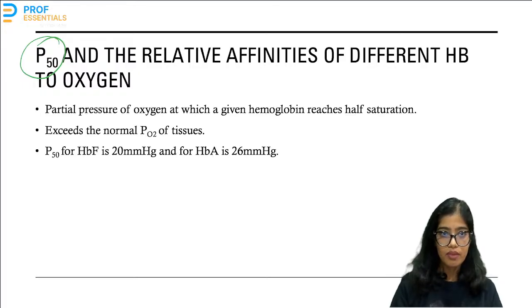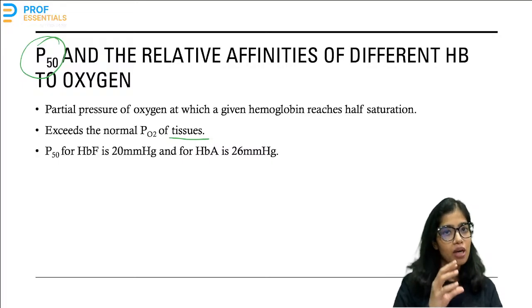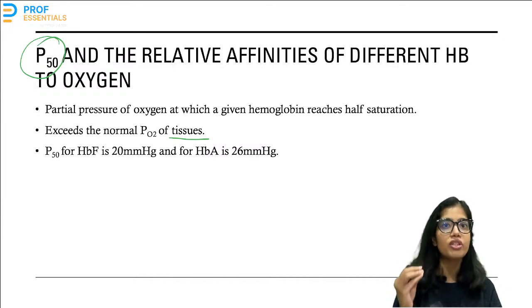Okay. Now, for all hemoglobins, be it hemoglobin F, hemoglobin A, hemoglobin A2, or embryonic hemoglobins, for all the types of hemoglobins, the P50 exceeds the PO2 of tissues. That is why at the lungs the hemoglobin will tightly bind to oxygen and be saturated with oxygen, but at the level of tissues, it is going to release oxygen.